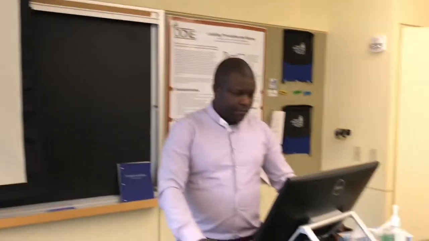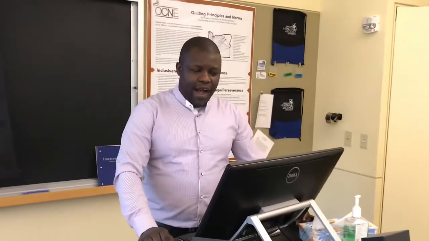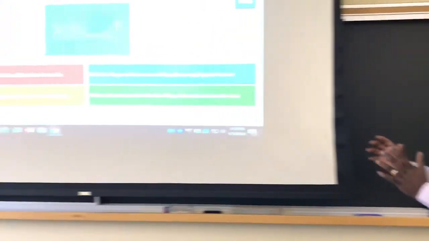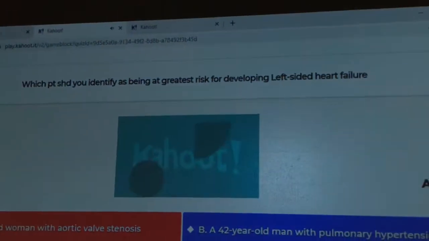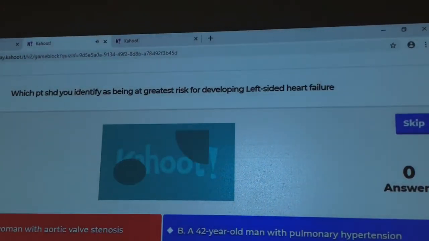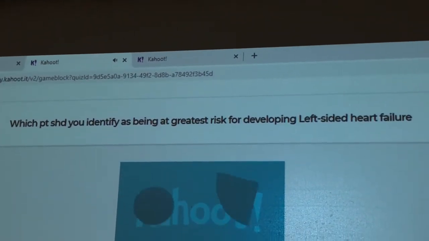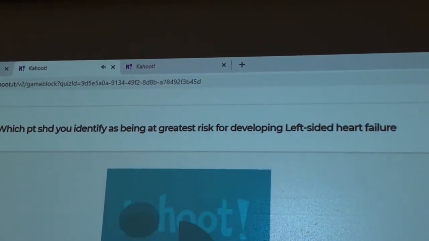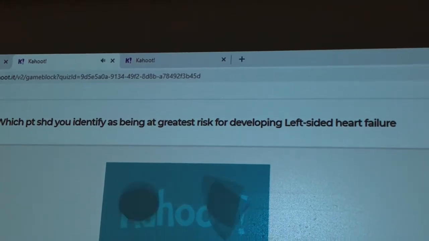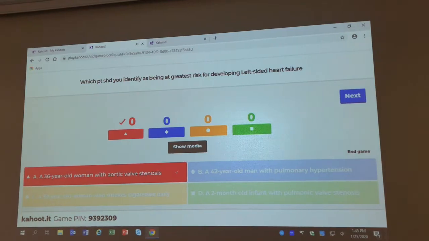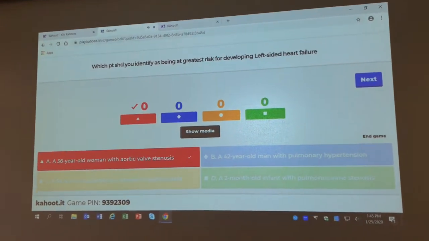Which patient should you identify as being at greater risk of left-sided heart failure? Now, these are risk-related questions. In the NCLEX exam, I want to tell you a little bit about how to answer risk-related questions. Which of these patients should be identified as being at greater risk for developing left-sided heart failure? Let's look at that.